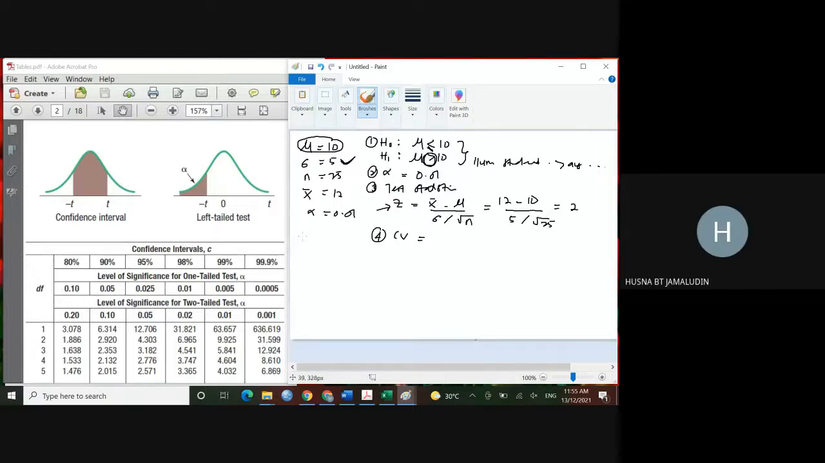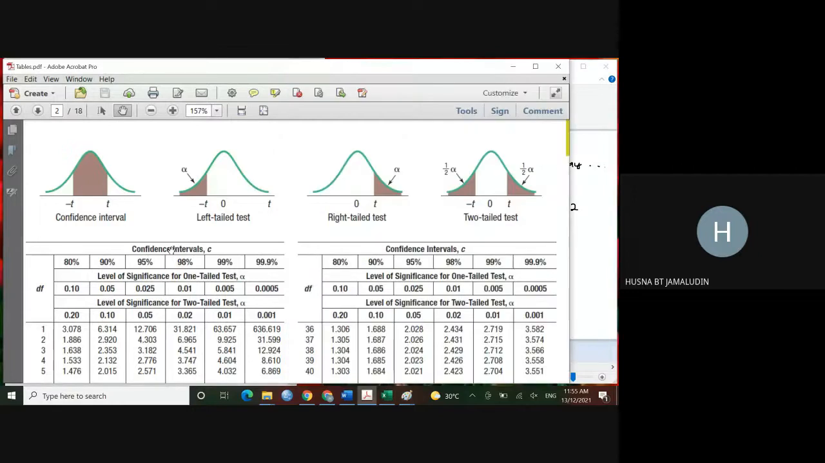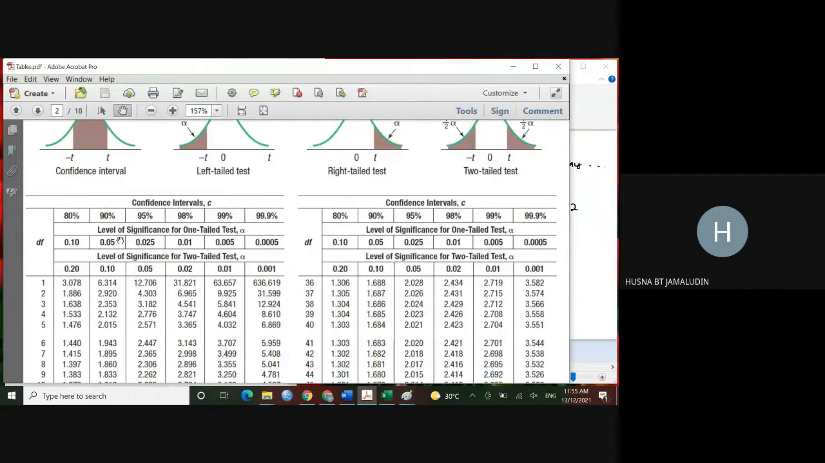So if you have bigger or smaller, it refers to one tail. If you have smaller or equals, bigger or equals, this is like two tail. So you have to refer to the H1. What is the sign? In this case, it is one tail. So you have two tables here, the level of significance for one tail, and here the level of significance for two tail. So how to choose?